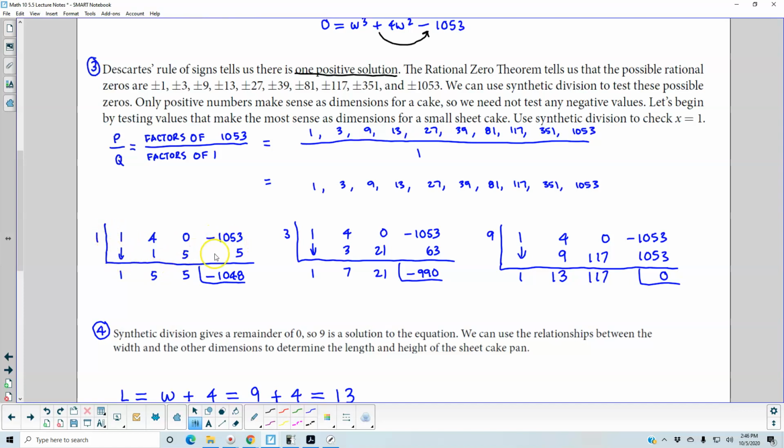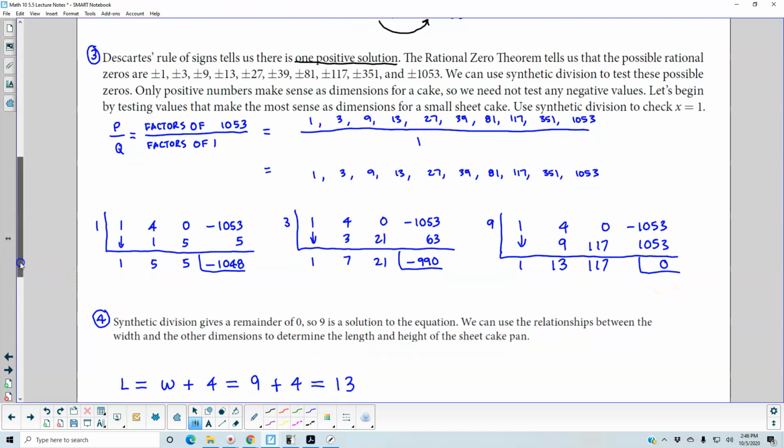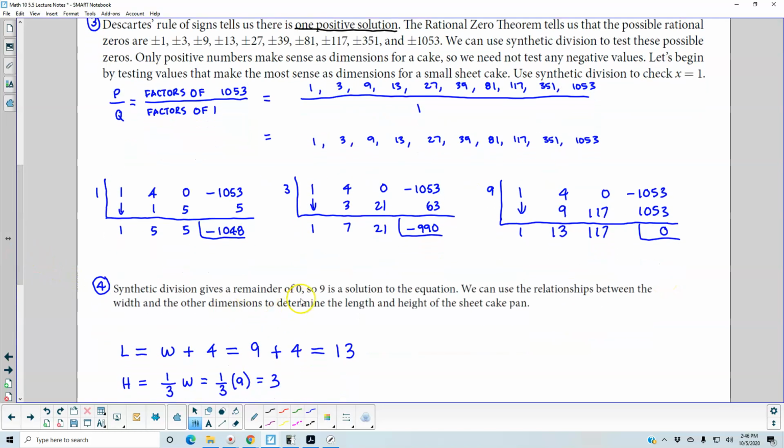When we use synthetic division, we get a remainder of negative 1048, so we know that 1 is not a zero. We try 3 as a possibility. We use synthetic division and get negative 990 for a remainder, and therefore that is not a zero. We try 9, and we get a remainder of 0. So synthetic division gives a remainder of 0, so 9 is a solution to the equation.